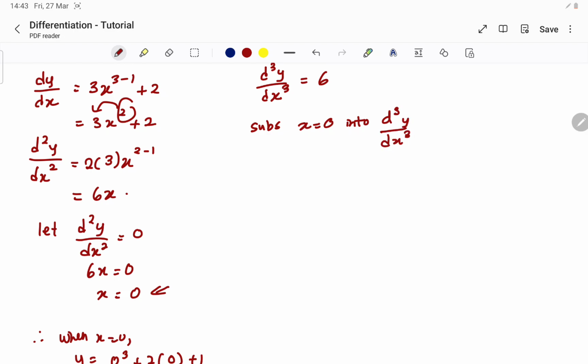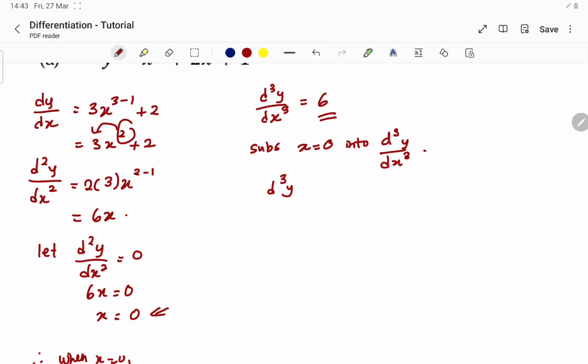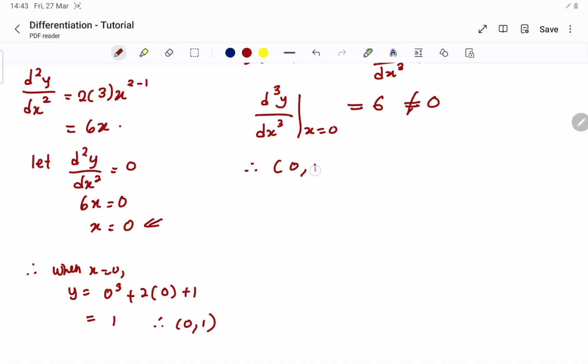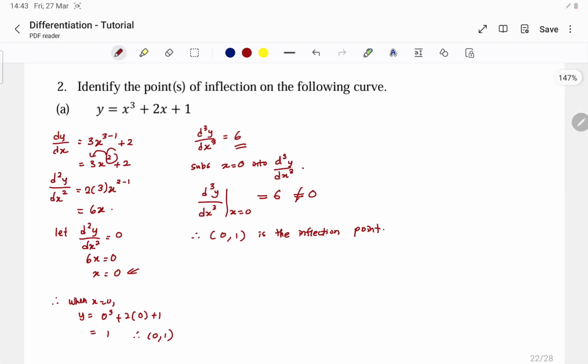Substituting into d cubed y/dx cubed, we don't have any variable here, so when we substitute x is equal to 0, we still get 6 because it's a constant. Substitute x is equal to 0, it's still equal to 6, which is not equal to 0. When this is not equal to 0, the coordinate that we got, which is (0, 1), is an inflection point. Like this. Easy.